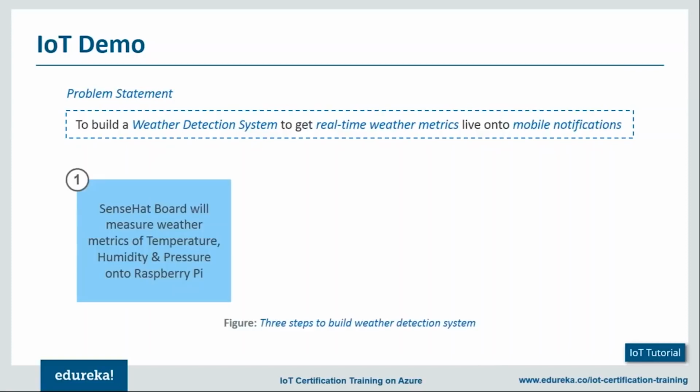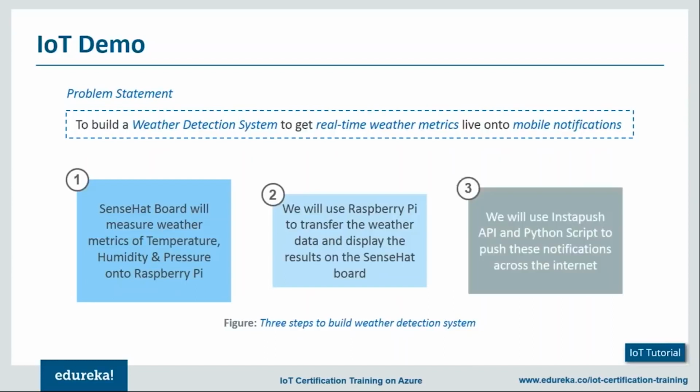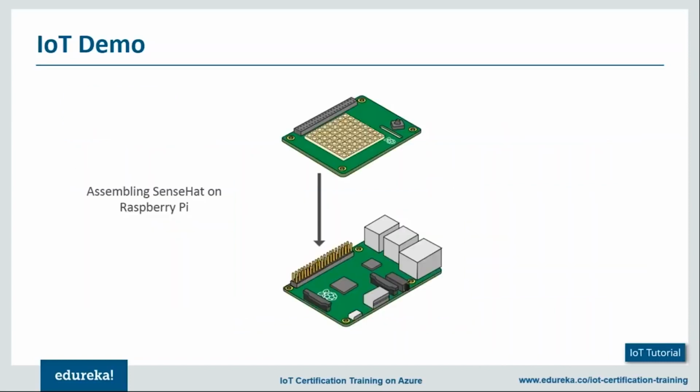For that, we'll first be using the Sense HAT board, which will help us measure various metrics like temperature, humidity and pressure on our Raspberry Pi. Then we'll use the Raspberry Pi to transfer this data and display it on the Sense HAT as well. We'll just be displaying the temperature as of now. And finally, we'll be using the Instapush API and a Python program through which we can send this notification across the internet to our mobile application. So let's begin this demo part.